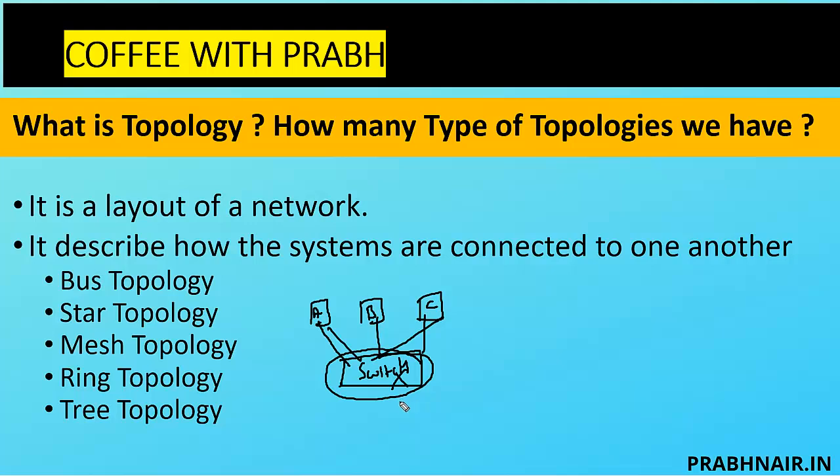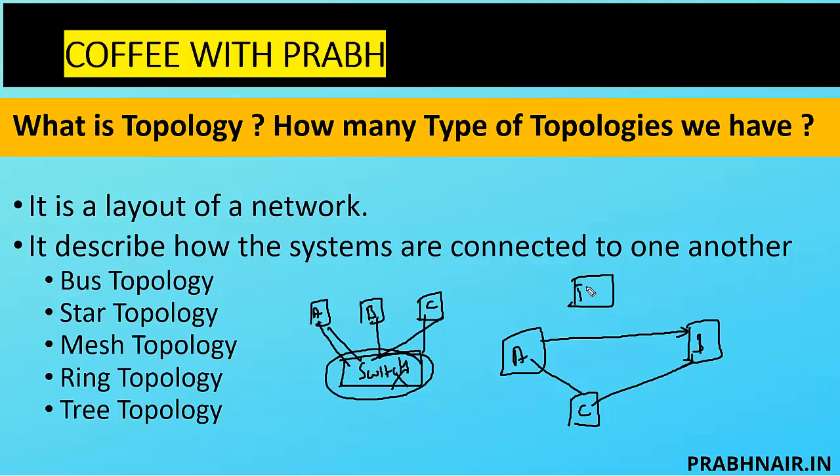Third is called a mesh topology. In the case of mesh topology, we have a system A and a system B. One system is directly connected with another system. Now we have a system C, C is directly connected with B and with A. Then we have a D system directly connected with B, with A, and with C. So we have direct connectivity, which offers better speed and fewer errors.